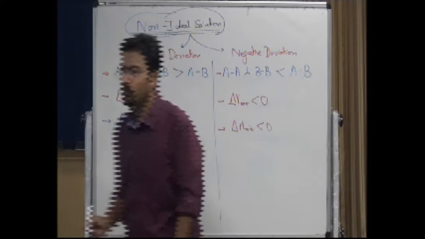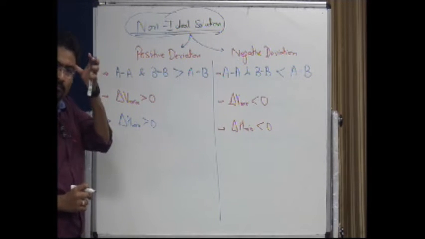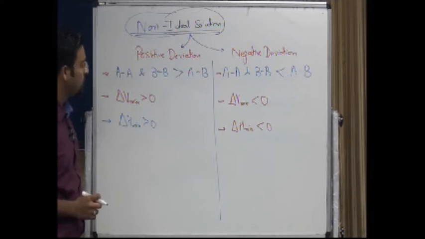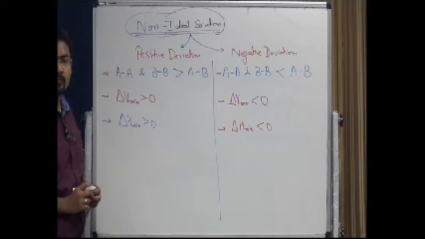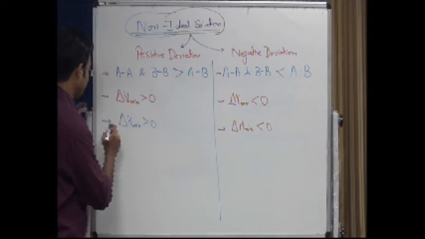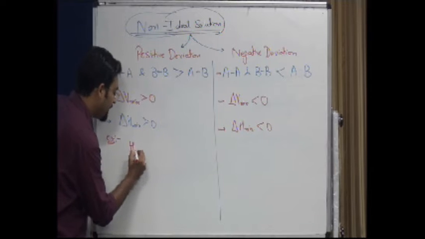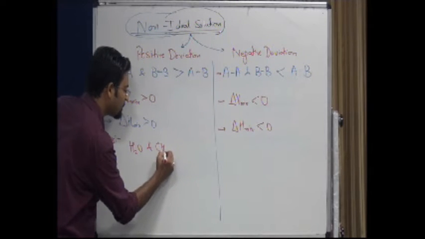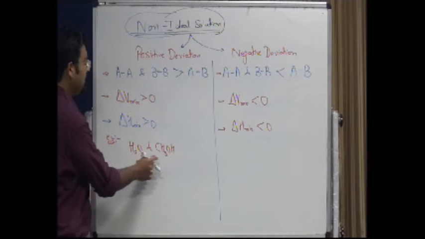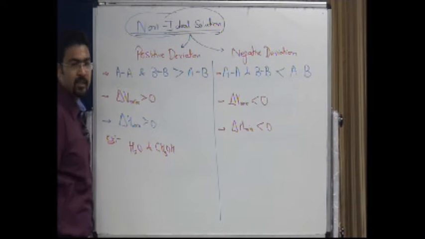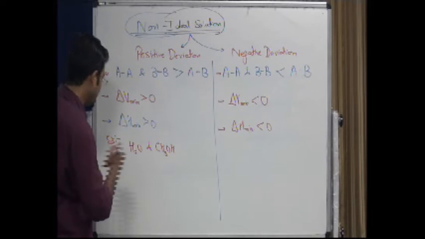What are the examples of the two cases? No idea? Okay. If I mix water and methanol, or for that matter any alcohol, right? In this mixing, the deviation is positive. Why is it positive? Let's just quickly understand that.